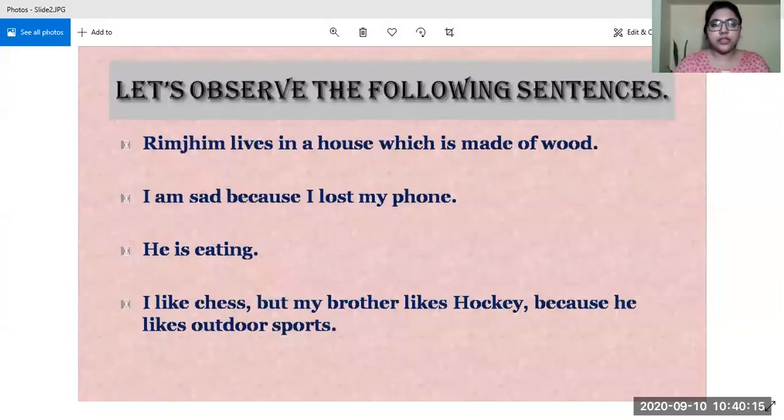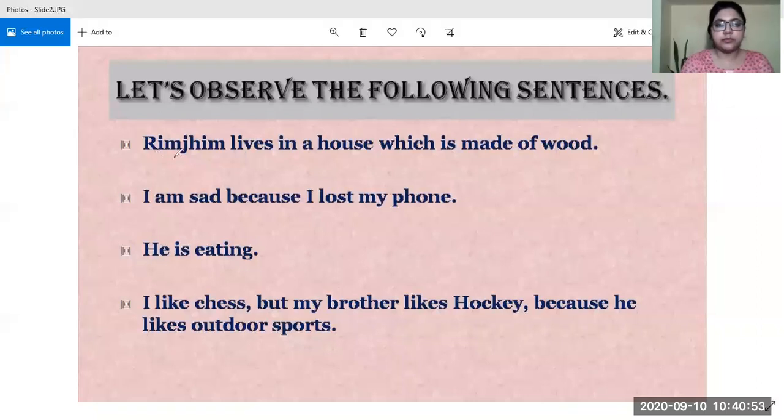So we begin with the observation of the sentences which are given on your screen. The first sentence is Rimjim lives in a house which is made of wood. I am sad because I lost my phone. He is eating. I like chess, but my brother likes hockey because he likes outdoor sports. Now, what is the next step? Let us try to divide the sentences into as many parts as possible.